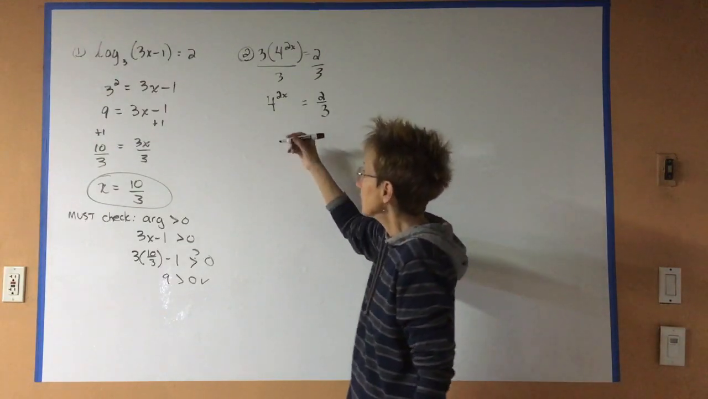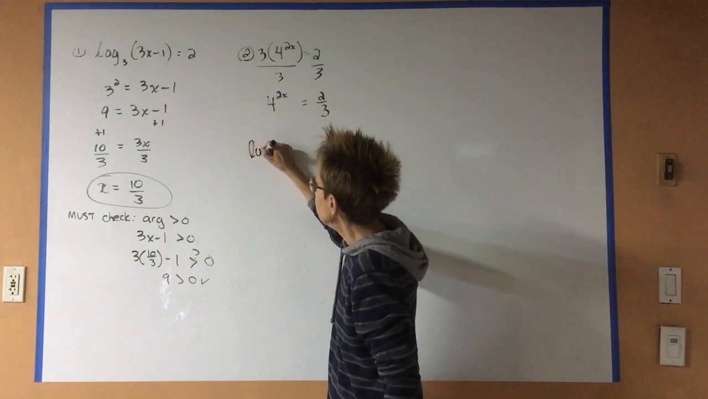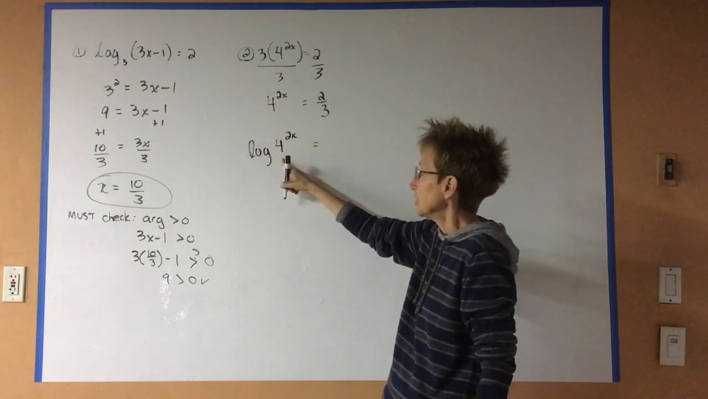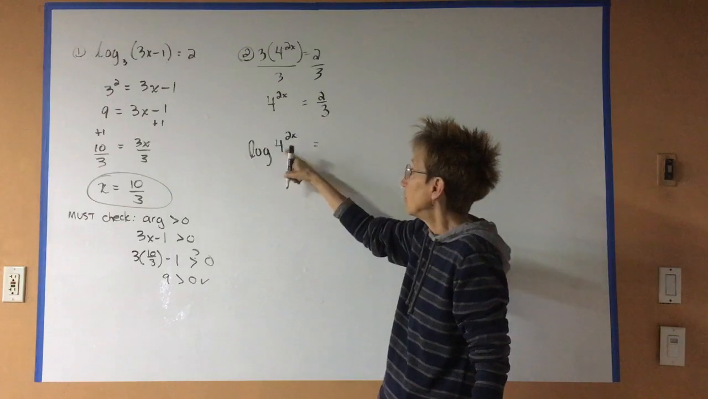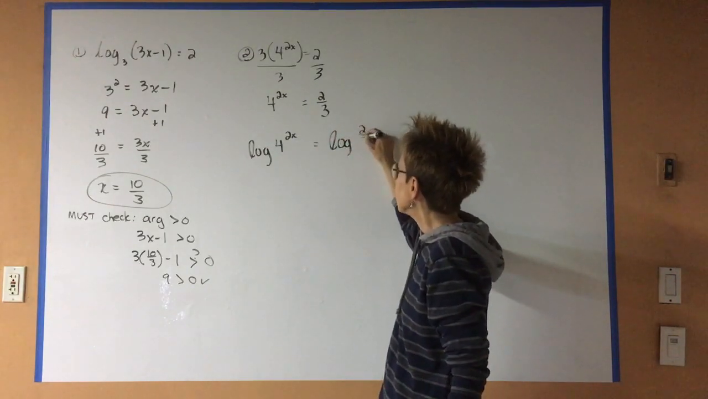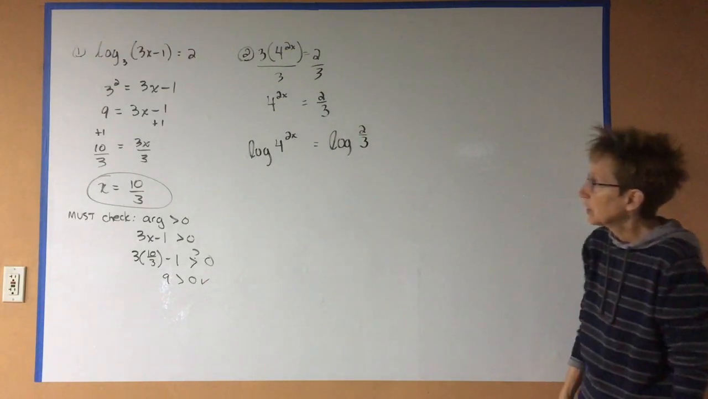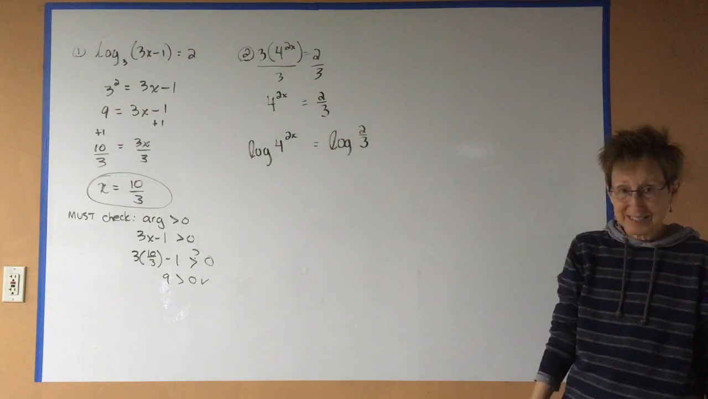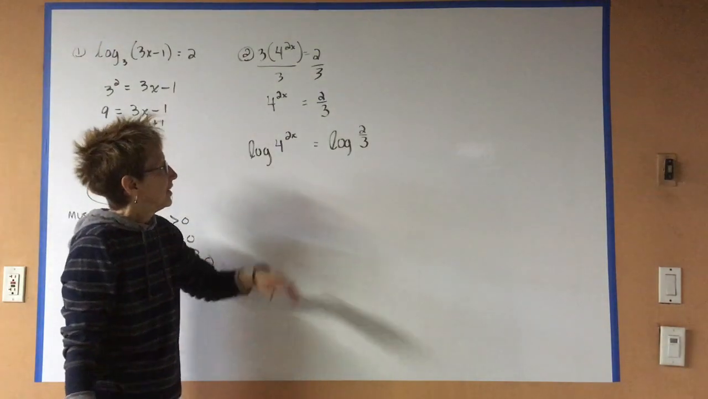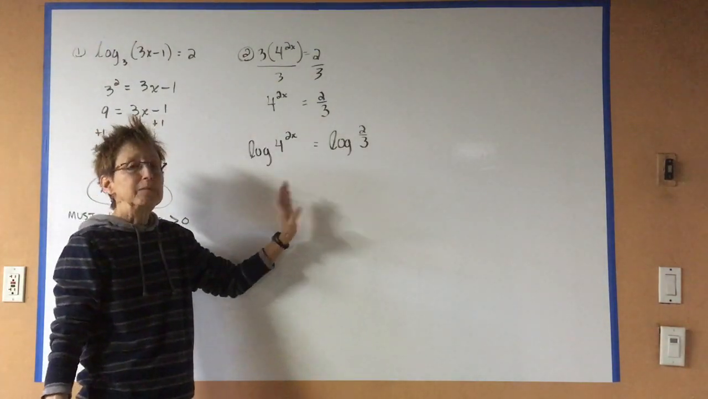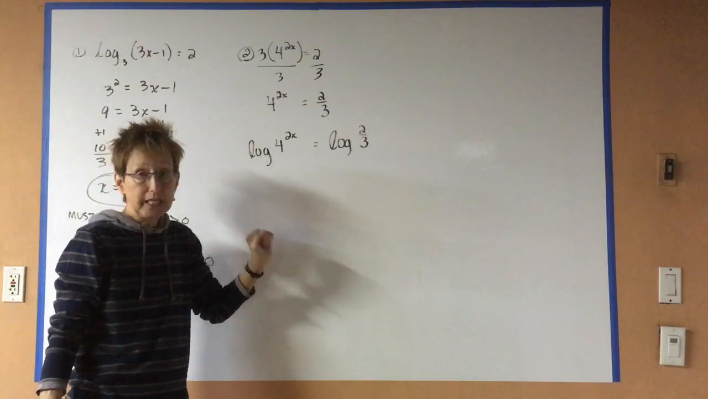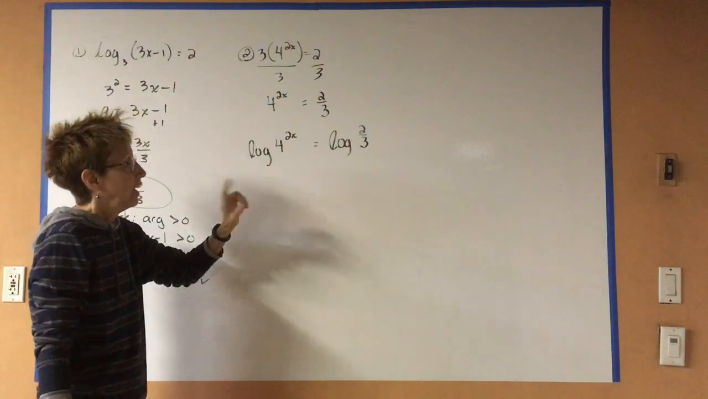So I'm going to introduce a log base 10 in front of this guy. So I'm going to have log base 10 of 4 to the 2x equals log base 10 of 2/3. And now you're looking at me like, well, how did that make life easier? It looks even harder now. Well, not really, because what it's going to allow me to do is to turn this into an equation that's linear in nature. And here's how.